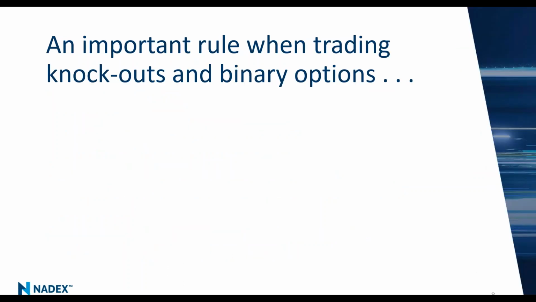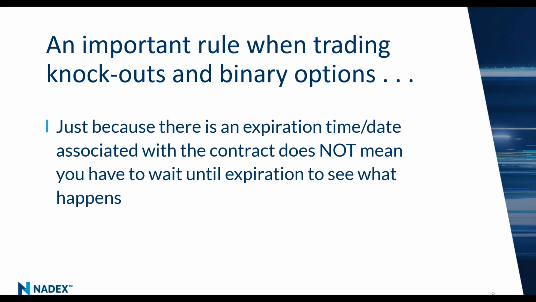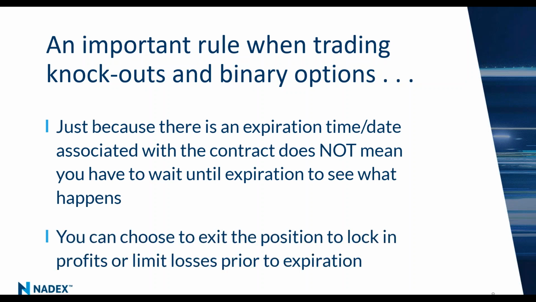Now, before I go any further, this is really important, because we talked about how a knockout either touches one of the boundaries and you get knocked out, or a binary option, which is all or nothing, goes to 0 or 100. Now that's if it hits a knockout level, or when a binary option expires. It is very important when trading any of these options, just like trading any other product. Just because there's an expiration associated with the contract does not mean you have to wait until expiration to see what happens. You can always choose to exit the position early.